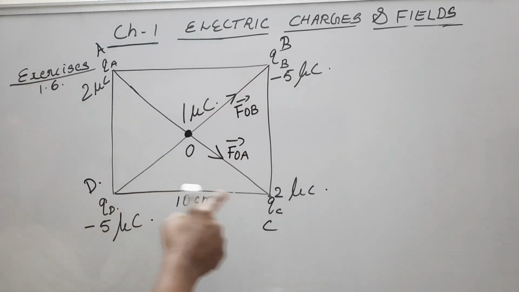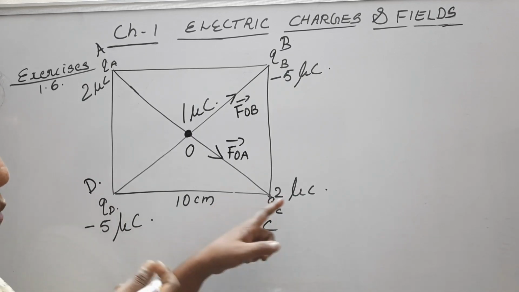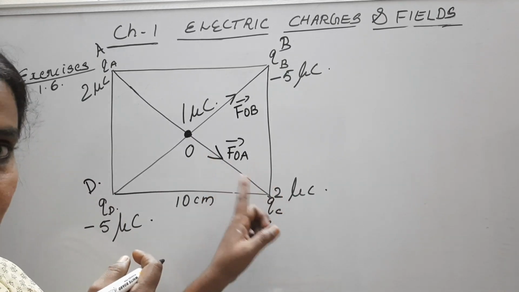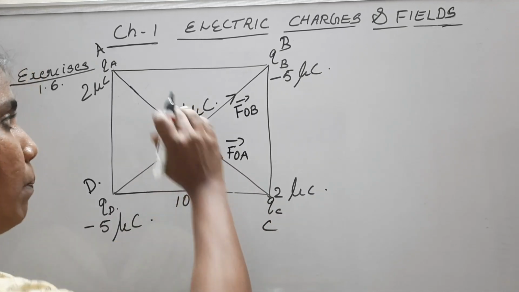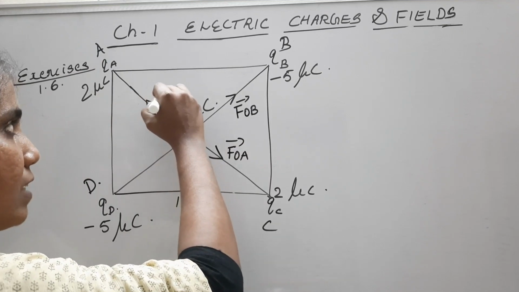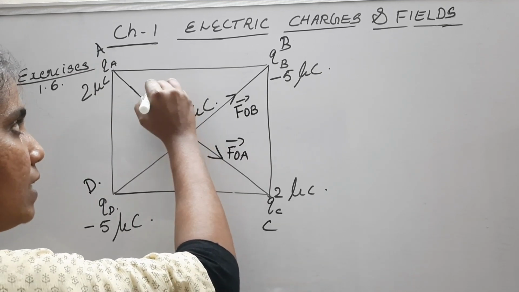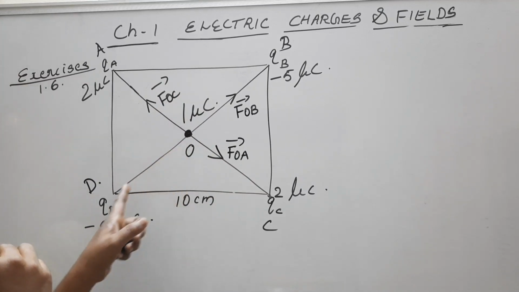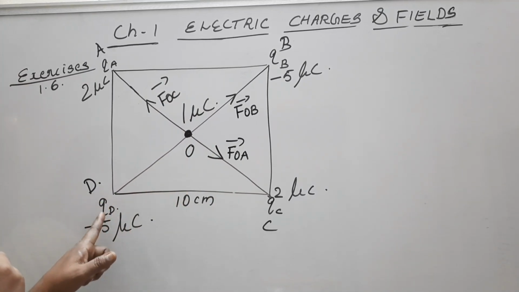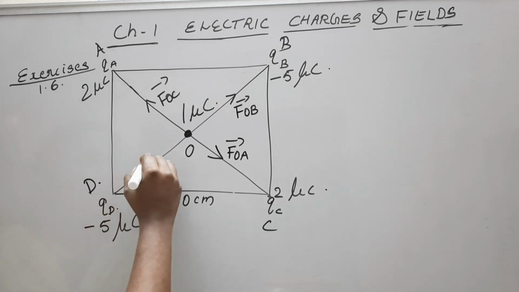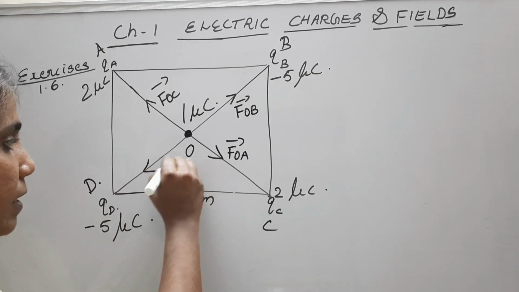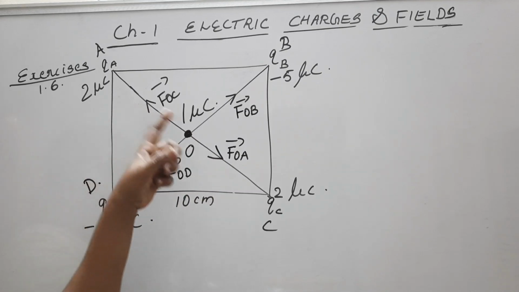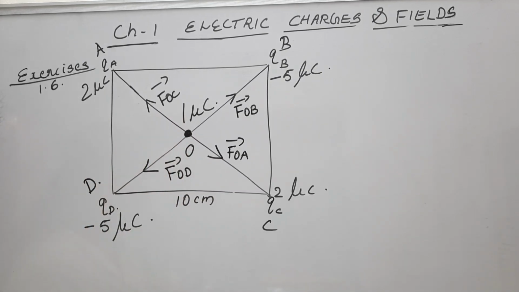Now coming to the charge at C. At C you have 2 microcoulomb, which is positive, so again it repels this 1 microcoulomb. That repulsive force acts in this direction, so FOC is in this direction. Now the last one, D, is a negative charge, so the force will be of attraction. O is attracted towards D and that force we write as FOD. Now these are the 4 forces acting on the charge at the center.